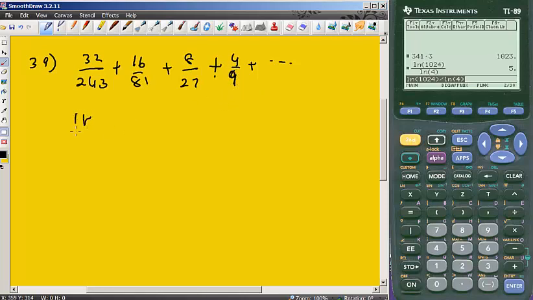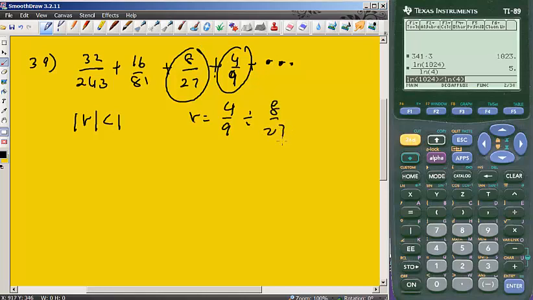As long as the absolute value of the ratio is less than 1, it converges. Okay? That means we can add them up. Otherwise, we can't add them up, because infinity is a long way to go to add up everything. So how do you find the ratio? The ratio is nothing more than any term divided by the previous term. So let's take the smallest one, 4 over 9, and we're going to divide that by the previous term, which is 8 over 27.